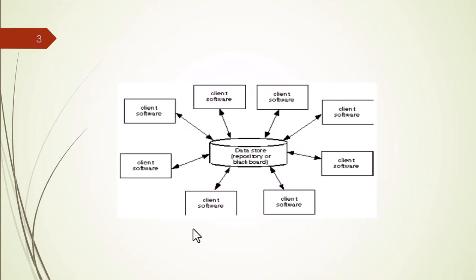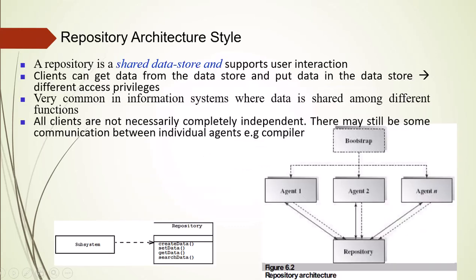This is a generic feature where this is a client software. Agent is also known as a client. So client software is installed and there is a data store. It can be either repository or blackboard. Now come to discuss the repository architecture style. A repository is a shared data store. Shared data store means that this data store is shared among the different agents.